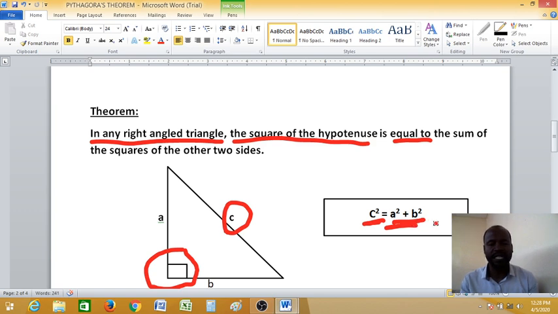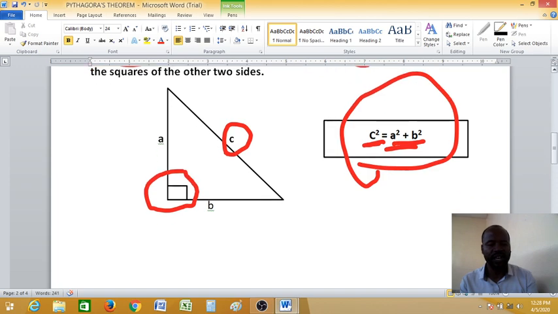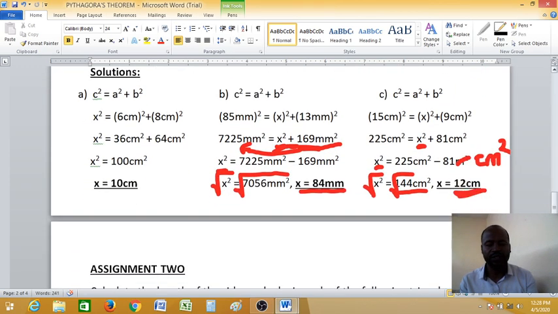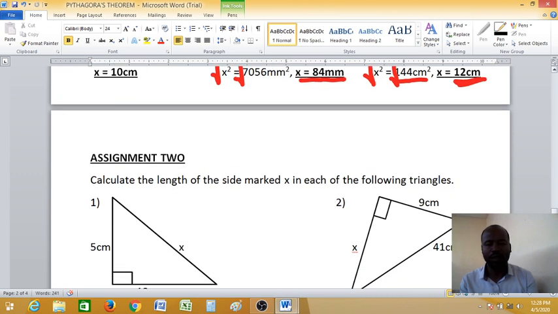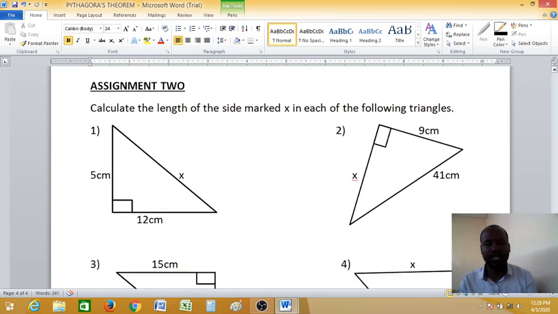So if you are given any right-angled triangle, and you are asked to find one of the sides, you apply this formula. Then using your calculator, you can easily determine the length of the unknown side of a given triangle. Okay, this is all about Pythagoras theorem, and that is what I have for today.